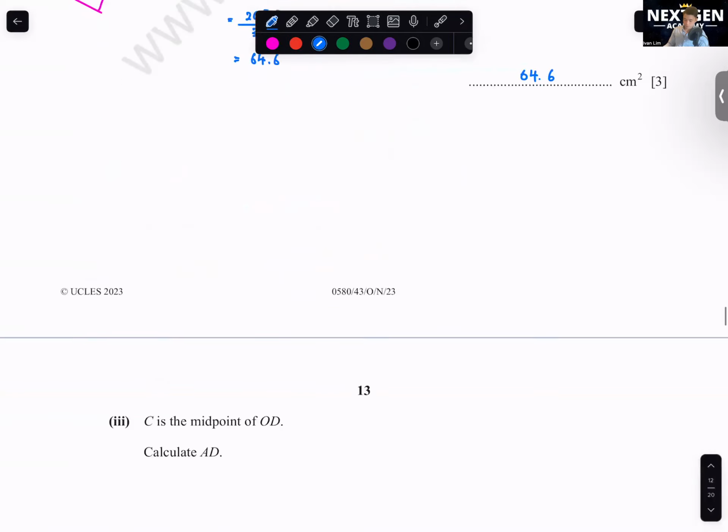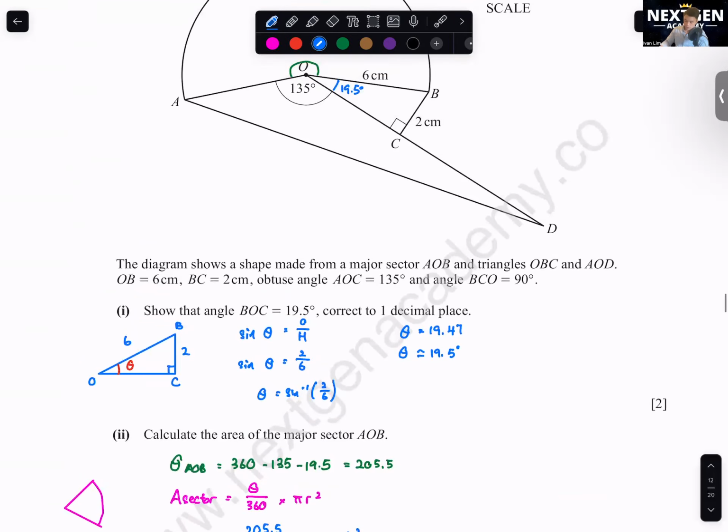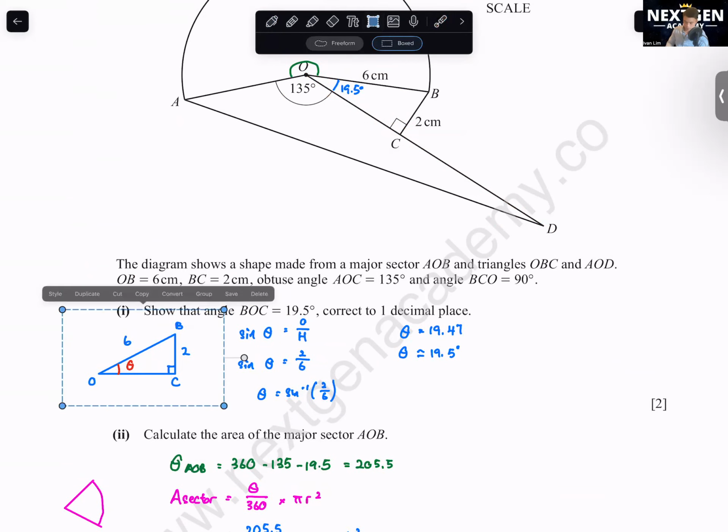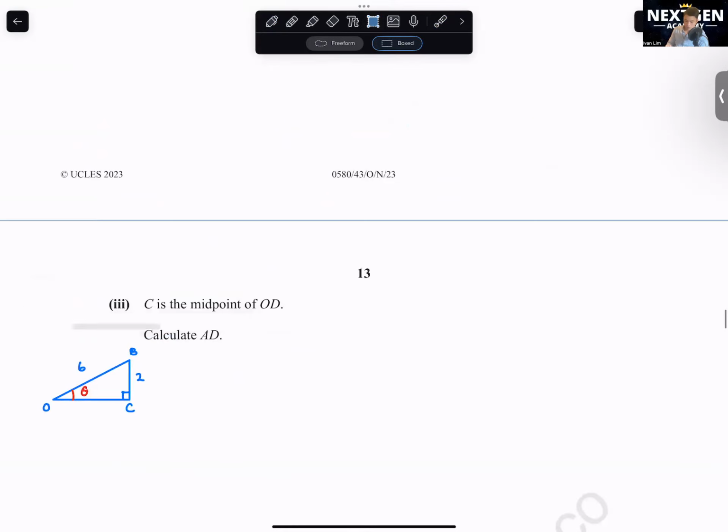Okay, next one. C is the midpoint of OD. Calculate AD. Okay, where is this OD? C is the midpoint of OD. They want us to find AD. Okay, so I need to find what is the length of this first. Okay, this part here. I can use this part, what we did over here. Okay, let's find what is OC first.